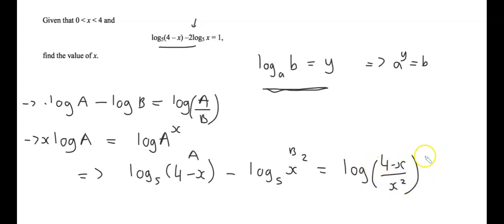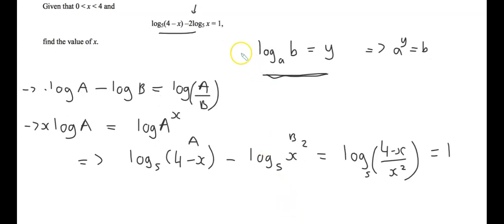And that's equal to 1. So to base 5. It's equal to 1 because of this one here. Right, now what we can do is we can use this rule here to remove the log, and now that will then make finding the value of x much easier once the log is removed. So how can we use that then? Well, what we could say here is we could say that 5 to the power of 1 is equal to this bracket here. Okay, that's what it's saying.